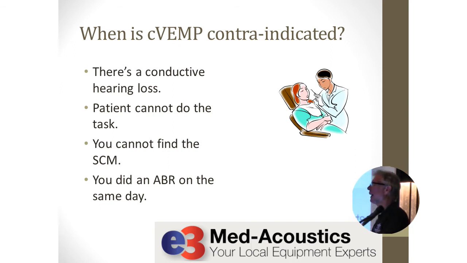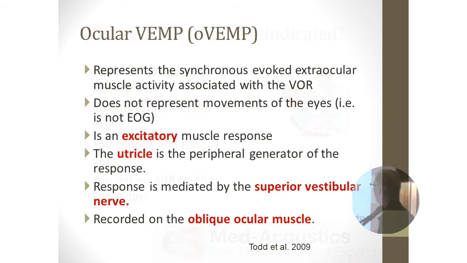So a lot of clinics do an ABR. They do a quick ABR at 90 in order to be able to charge that ABR CPT code. But of course, if they did an ABR on the same day for some other reason, they might not be wanting to do a CVEMP also and try to charge for that twice. Okay, well, what about an OVEMP? All right, well, that's pretty easy to do.